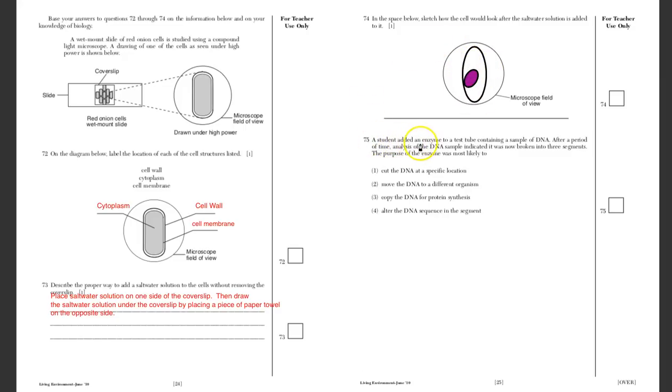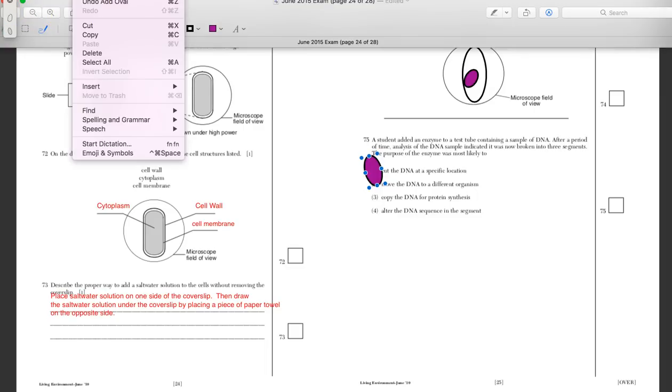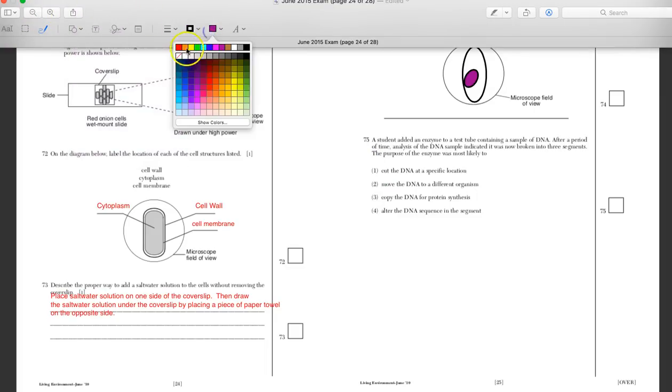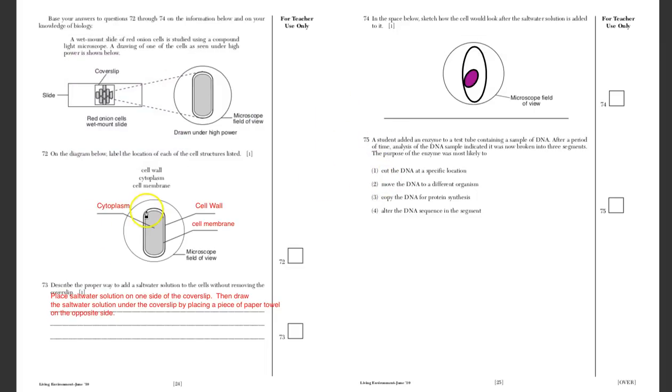75. A student added an enzyme to a test tube containing a sample of DNA. After a period of time, analysis of the DNA sample indicated it was now broken into 3 segments. The purpose of the enzyme was most likely to cut the DNA at specific locations. Oh, definitely, because that's what happened to us at CCGG, when we were doing the electrophoresis. So 1 is definitely the answer already.